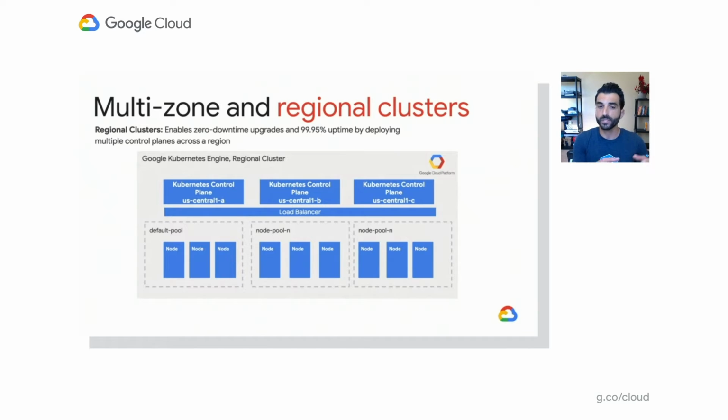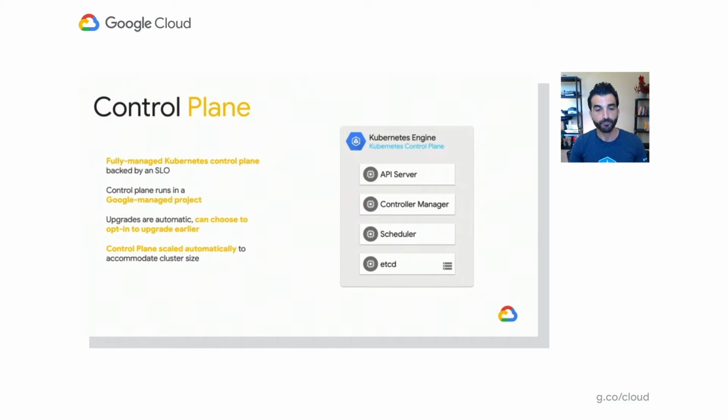The Kubernetes control plane is responsible for observing, scaling, and repairing your cluster. And when higher availability is required, a regional cluster should be preferred.